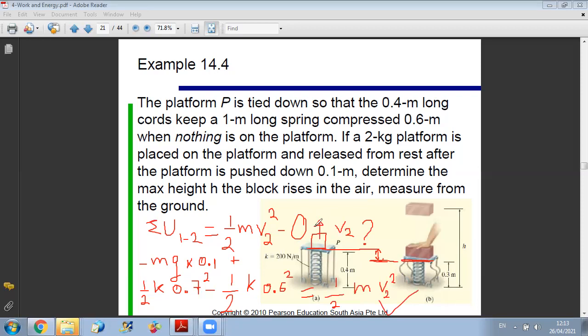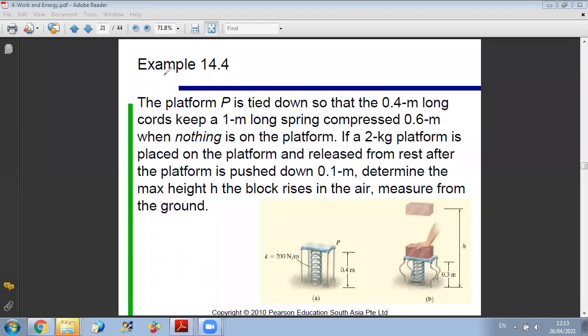And now you can just apply work and energy between 2 and 3. Between 2 and 3 there is no work of the spring because the spring is no longer in contact with the block. You only have the work of the weight from 2 to 3. So let us apply it from 2 to 3. Between 2 and 3, what can you write?